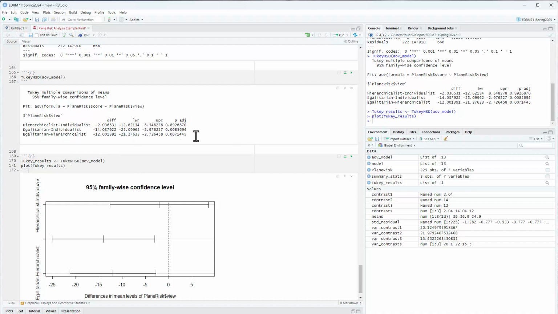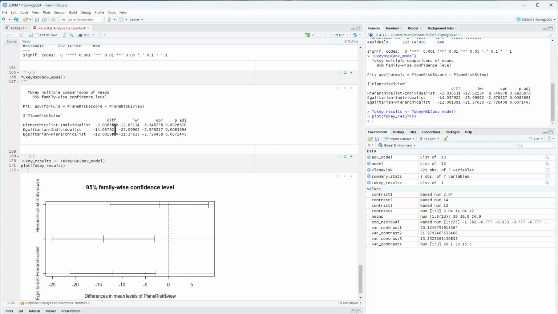So that one is the one that corresponds to this interval that doesn't show anything very informative, other than to tell you that there's not much difference between hierarchicalist and individualist. I guess it could get, if I look down here, as much as about a 12-point difference.